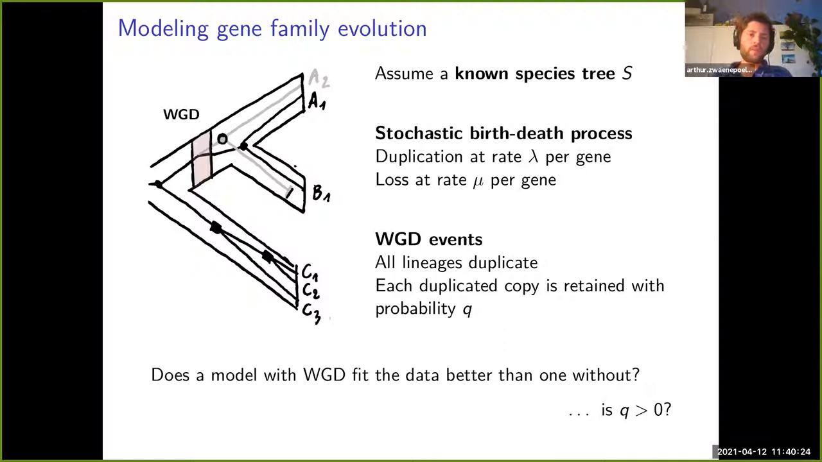So what could be a model? The main model that will be the subject matter of this talk is a very simple model for this kind of data. So we assume we have a known species tree. I call it S, but I don't think it returns in the talk. We propose a model of how gene lineages evolve within the species tree. Here I will always assume this evolution is due to a birth and death process. So gene lineages duplicate at a rate lambda per gene, or they get lost at a rate mu per gene. So this is the basic model of background genome evolution, really. That's how we assume gene families evolve.